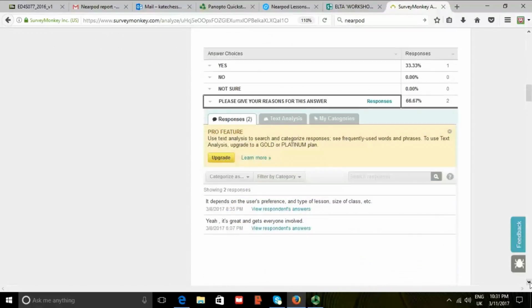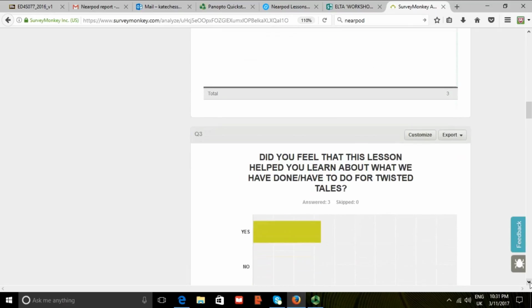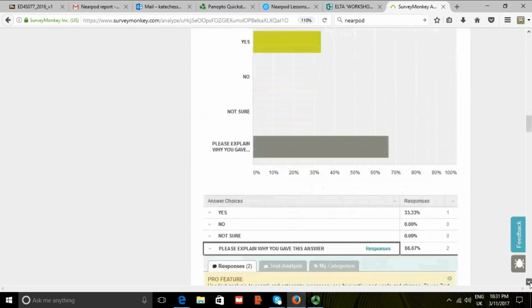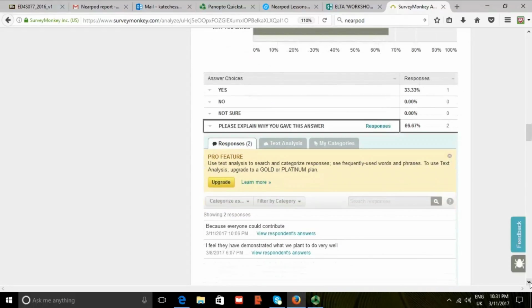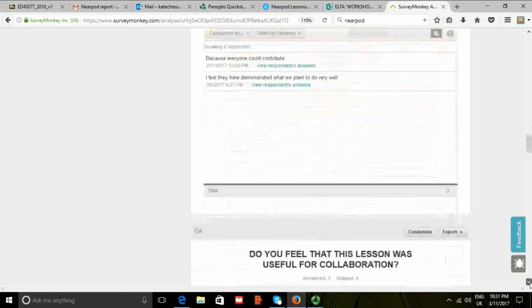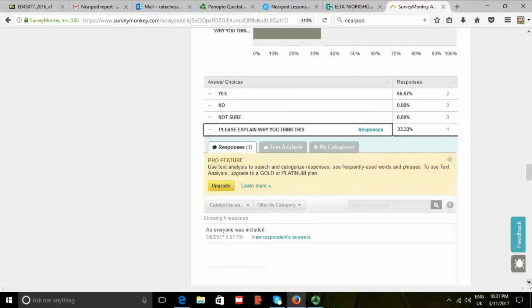In regard to supporting learning, the big thing was they just said it depends on the type of class and the size of the class. So for this workshop, I felt it was ideal because it was a great collaborative tool and let everyone get involved and have their say in how we were organising the event. Everyone could contribute. I feel we've demonstrated what we plan to do very well. This is also a record for them, so they know what they've committed to doing as well.